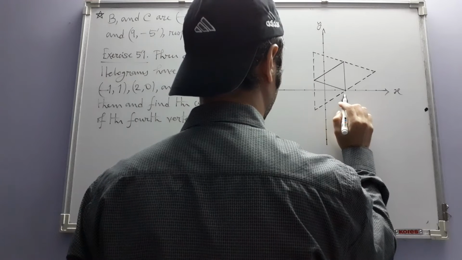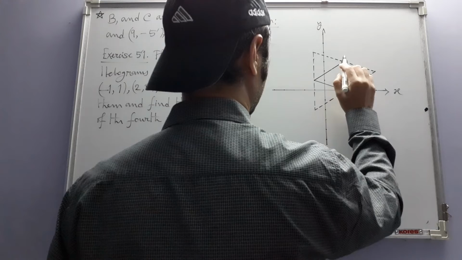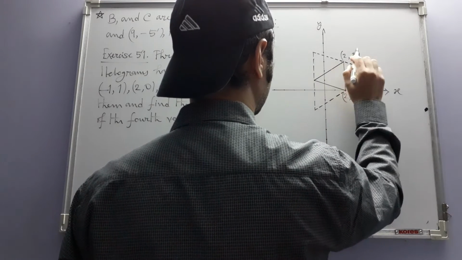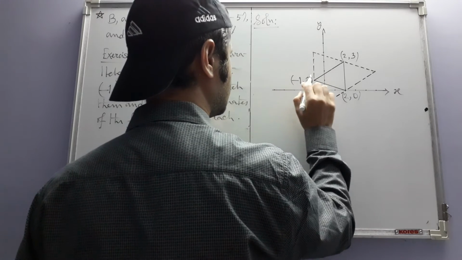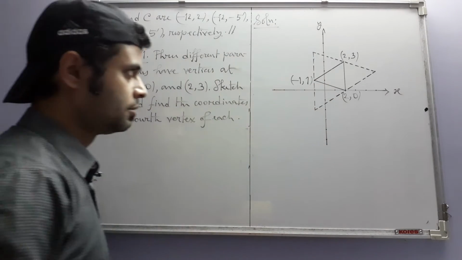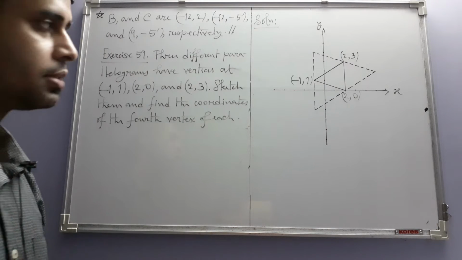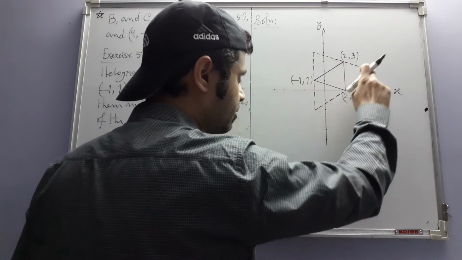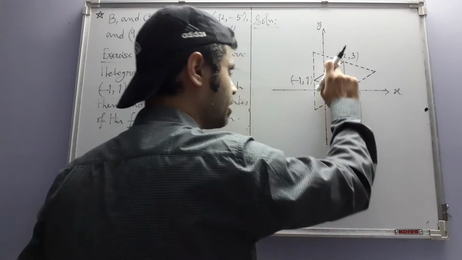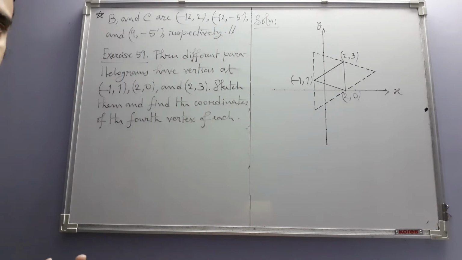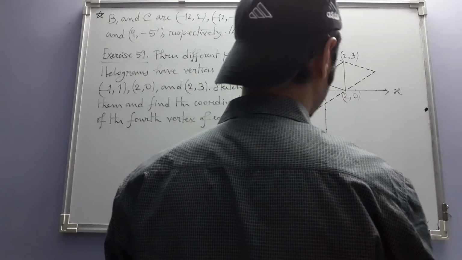Let us now write the coordinates of these points. First, the ones that are given: 2, 0, 2, 3, and -1, 1. So these three vertices are simultaneously the vertices of this parallelogram, also this parallelogram, as well as this parallelogram, three different parallelograms.